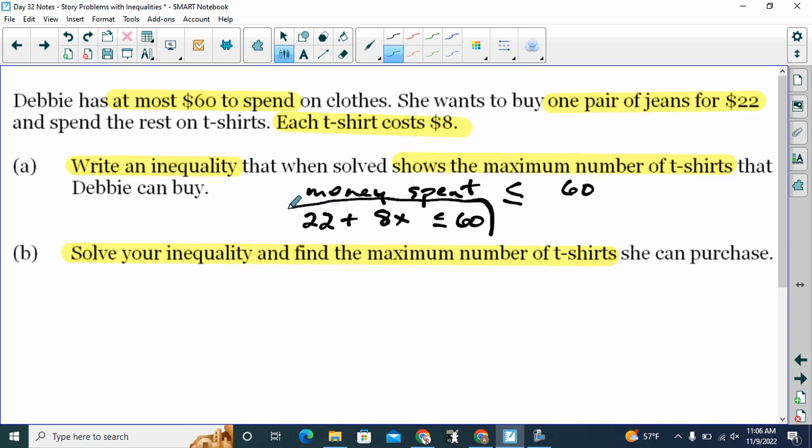That is the answer to part A when it asks us to write an inequality that we can then solve to show the maximum number of t-shirts that she can buy. It then tells us to solve your inequality. We've been solving inequalities once it's set up. I think we're pretty good at solving it. Subtract 22.